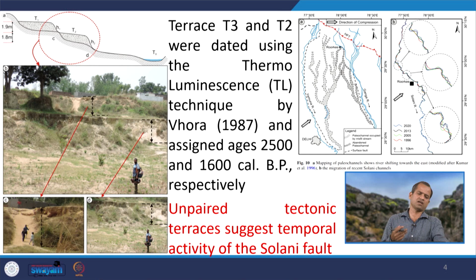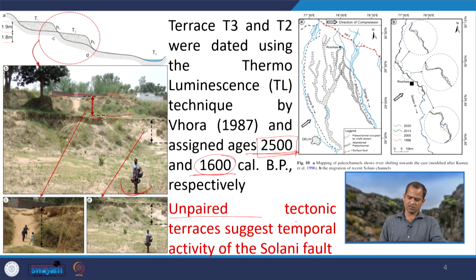Similarly, continuing with that, at other places also there are terraces available, and those terraces have been dated around 2500 and 1600 years BP. So, that means around 2500 years back the river was flowing here, then around 1600 years back the river was flowing here, and now the river is flowing here. So, this time gap and this distance or height difference you can use, or people have successfully used, to determine the rate of upliftment.